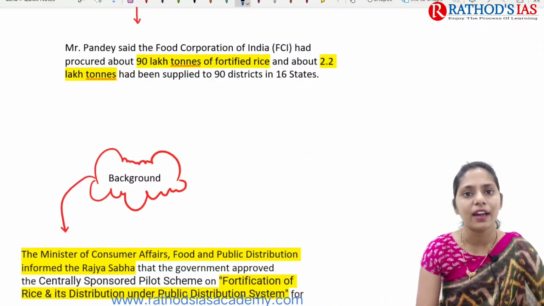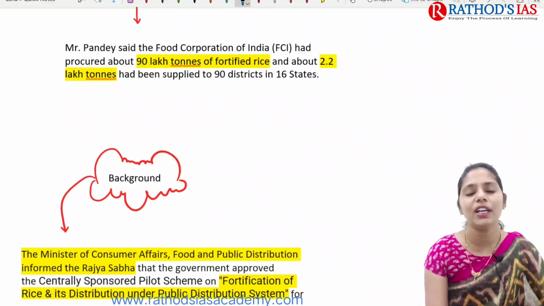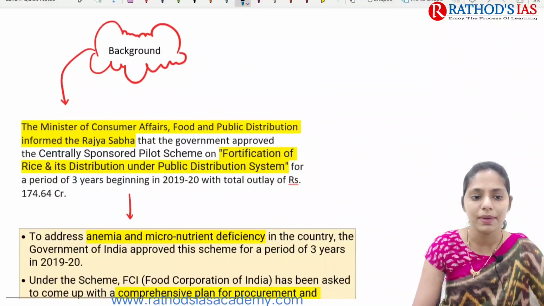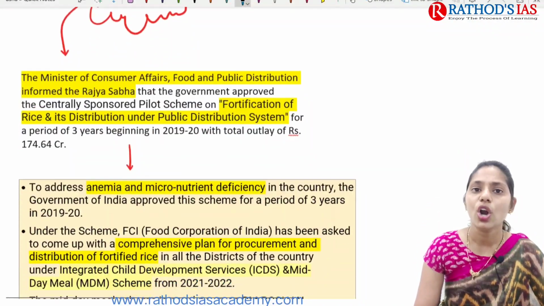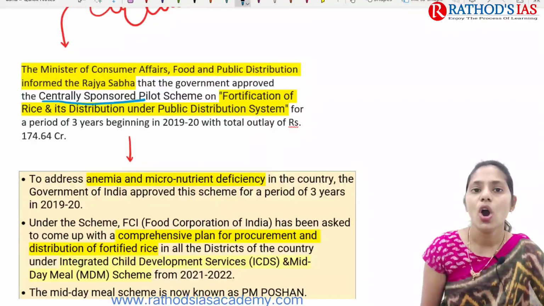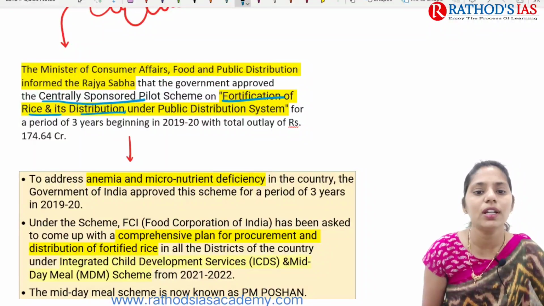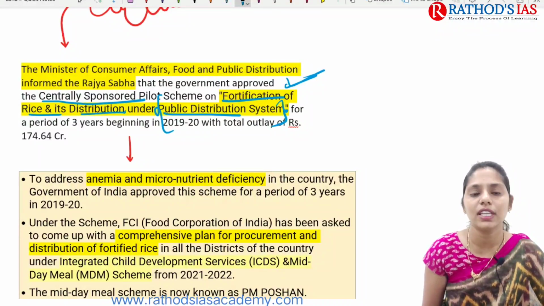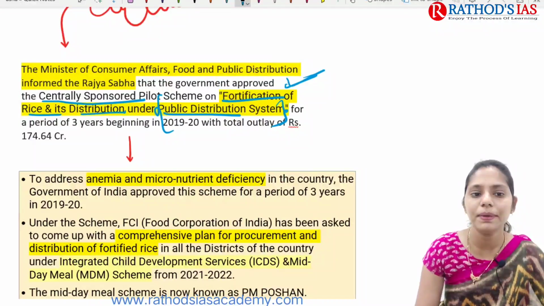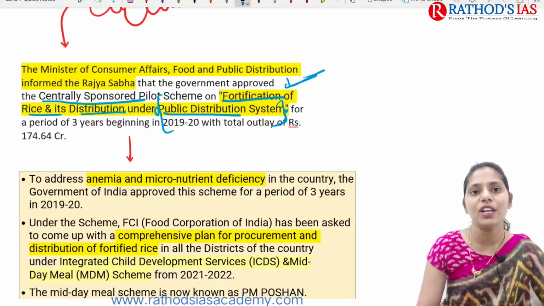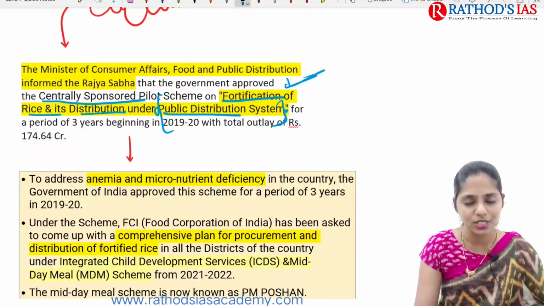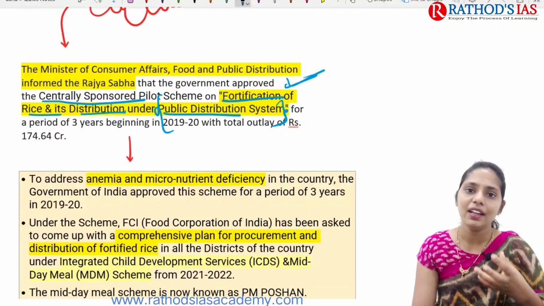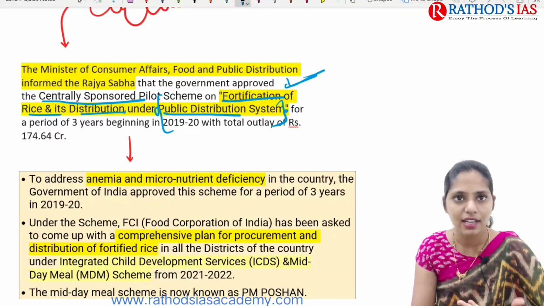If you are talking about the background of this fortified rice, why we are going for distributing it: the Minister of Consumer Affairs, Food and Public Distribution informed the Rajya Sabha that the government approved a centrally sponsored pilot scheme on fortification of rice and its distribution under the public distribution system. It is for a period of 3 years in the beginning. A pilot project means we are going for a trial and error method. Don't worry about what a pilot project is. It is nothing but the government implementing a scheme in a trial and error method, to see whether it works or not. They will be seeing and analyzing the results.